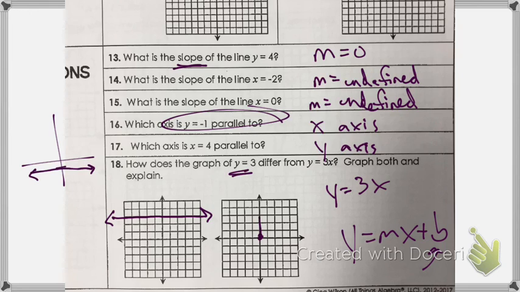3. Up 3. 1, 2, 3. Right 1. So they picked these out because y equals 3 and y equals 3x look kind of similar, right? What about the graphs though? Different. Not similar. One has a slope of 0. One has a slope of 3. One goes through the origin. One doesn't at all, right?